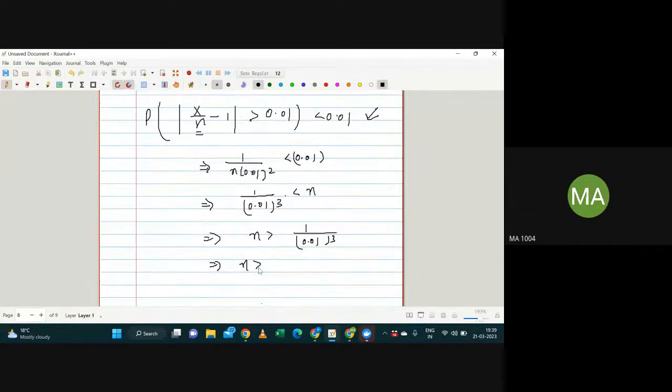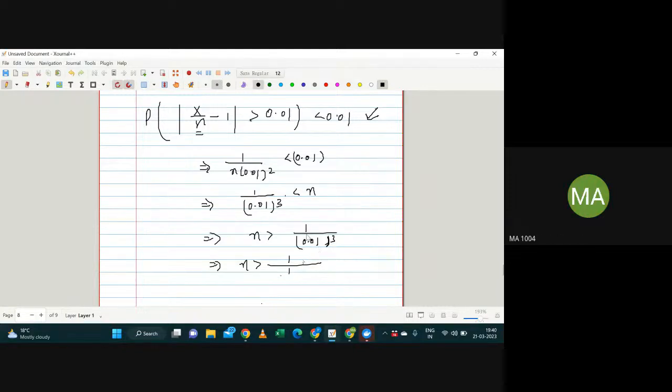So what will 0.01 cubed be? Point five zeros and 1. That will be 0.01 cubed, sir. 10 to the power minus 6. Correct. Okay, 6.